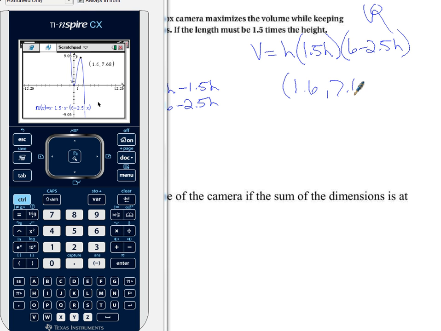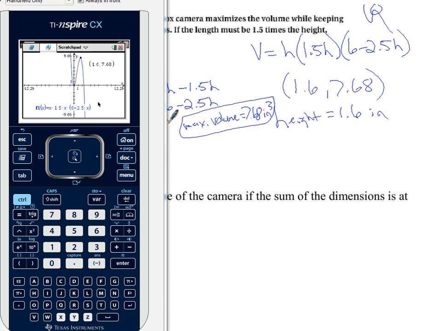So I'm going to write that down. 1.6, comma, 7.68. The height is 1.6 inches, because the units here are in inches. What does the 7.68 represent? What was my equation? Volume. So that y-coordinate is the volume. So maximum volume equals 7.68 units, which would be inches, since this is volume, to the third.